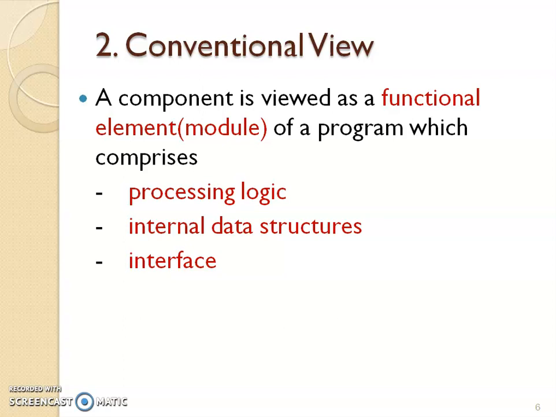And in the conventional view, a component is viewed as a functional element or module. That is, the main module can be divided into different sub-modules, and the module is the main part of this conventional view, which comprises programming logic, processing logic, internal data structures, and interfaces. An interface is a shared boundary across which two or more separate components exchange information. Thus, we can both send and receive data through this interface.